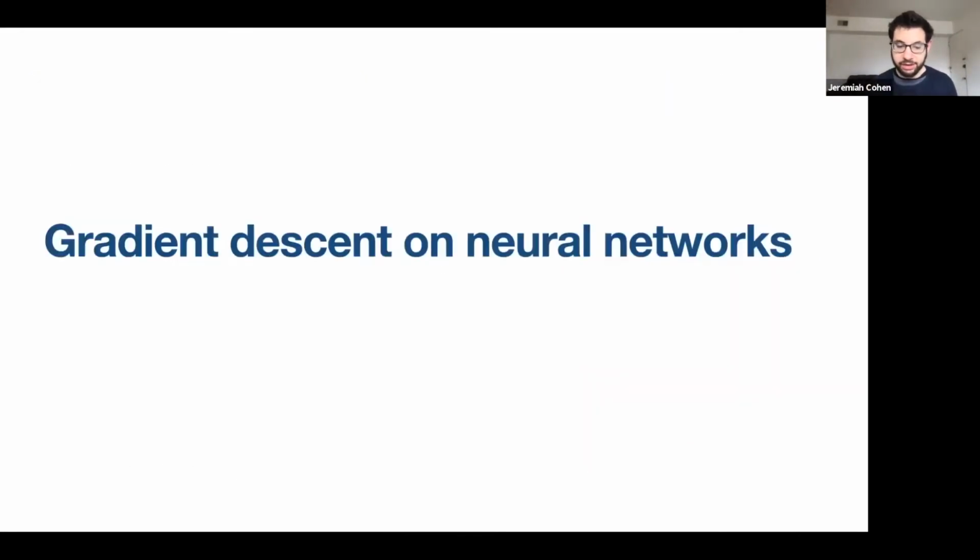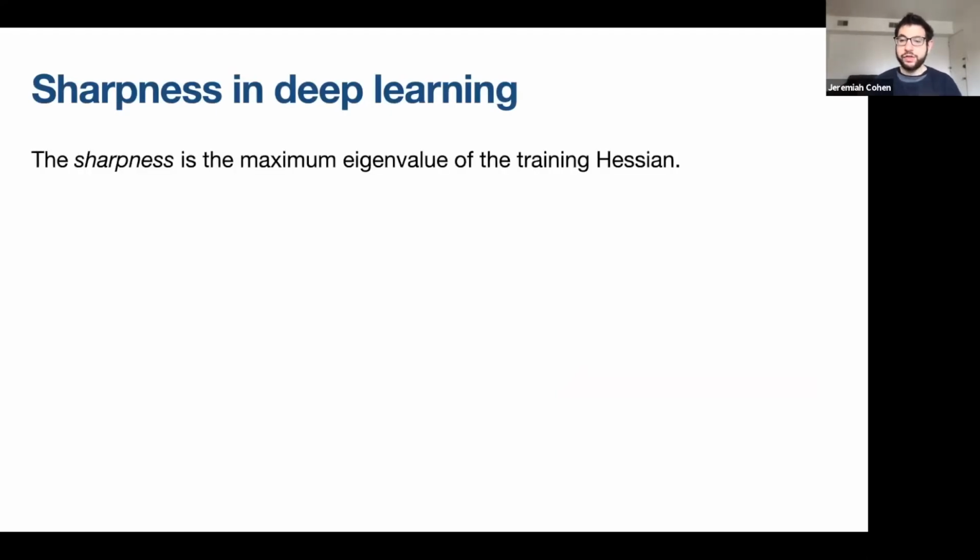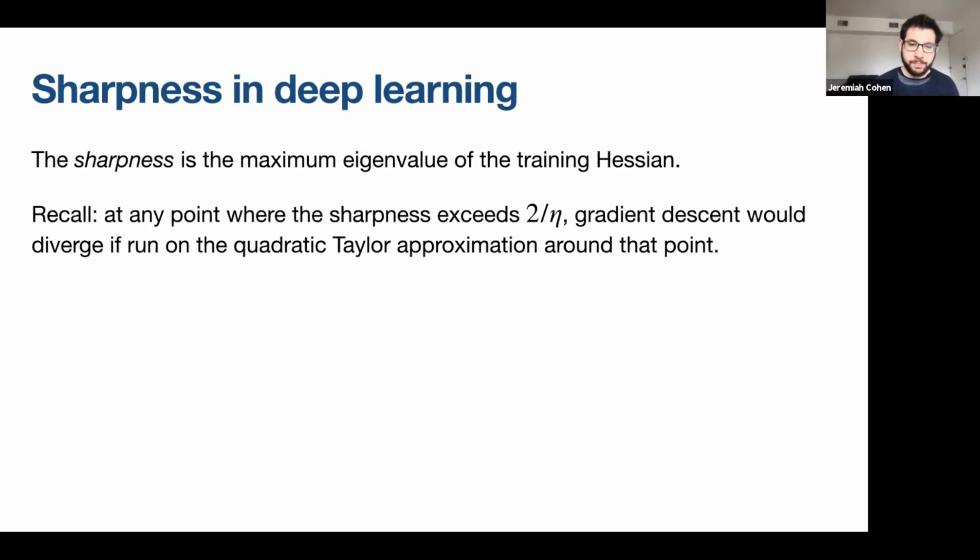And for a quadratic function, you'll just go off to infinity. Okay, now let's talk about neural nets. Recall that the sharpness is our name for the maximum eigenvalue of the training objective's Hessian. And there's a different sharpness for every point in parameter space. So given any set of network weights, there's an associated sharpness. Recall from the previous slide that at any point in parameter space where the sharpness is greater than 2 over eta, that is, where the Hessian of the training objective has an eigenvalue greater than 2 over eta, we know that gradient descent would diverge if you suddenly started running it on the quadratic Taylor approximation around that point.